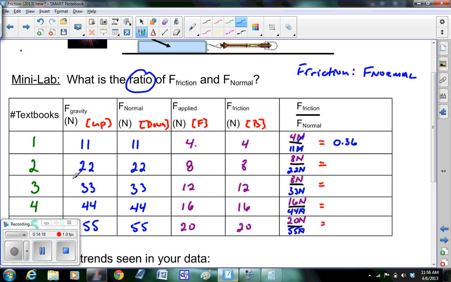When we do this, when we have 2 textbooks, we have 8 over 22, and we end up with the same value. And you do that for all of the remaining textbook combinations. You'll notice that this ratio remains constant. It's a constant ratio. So it's saying that the force of friction is 36% of the force normal, or the surface force, for this particular textbook on this particular surface.